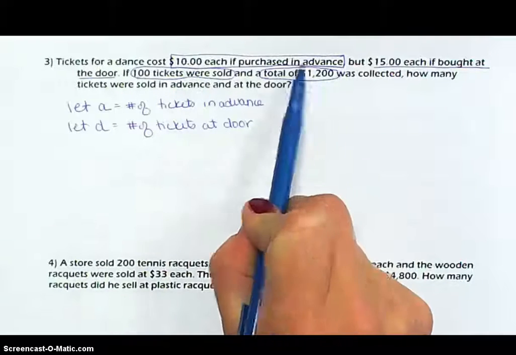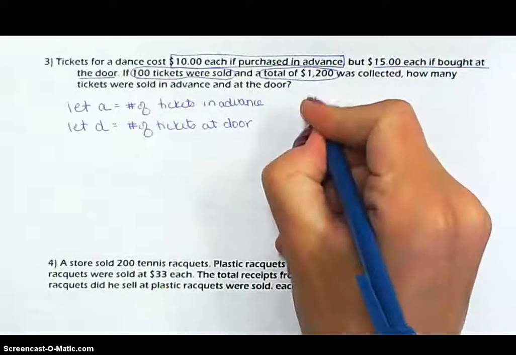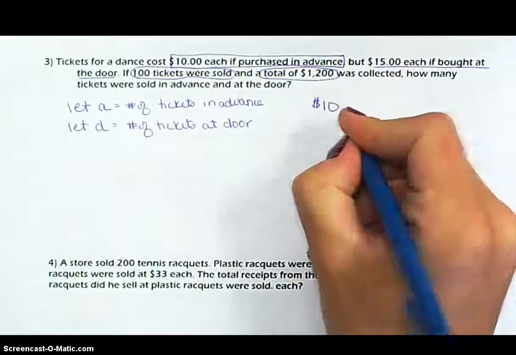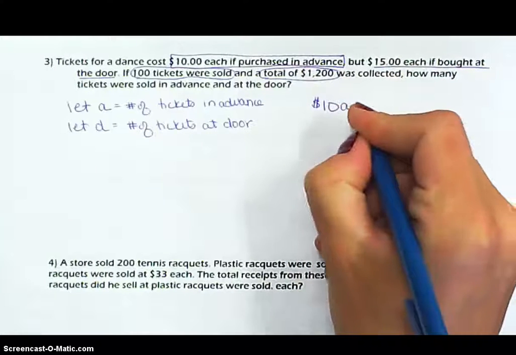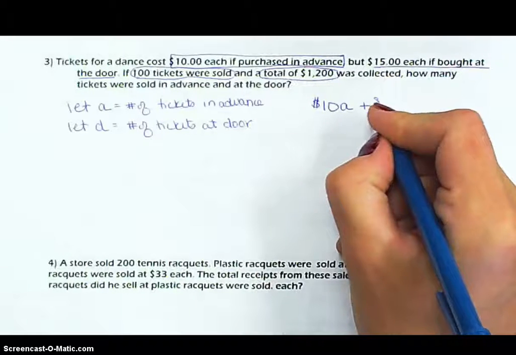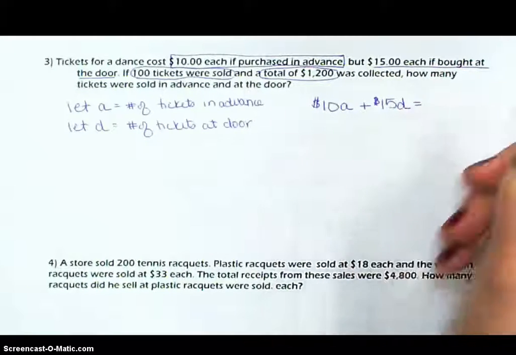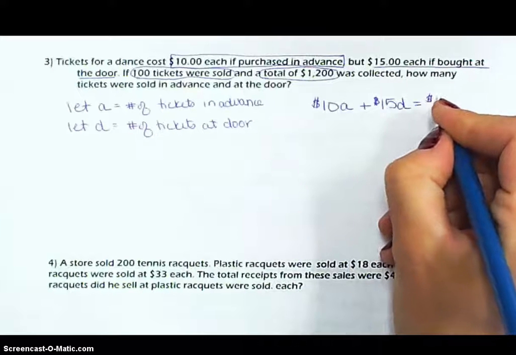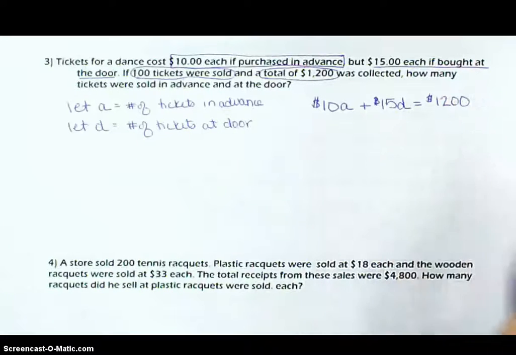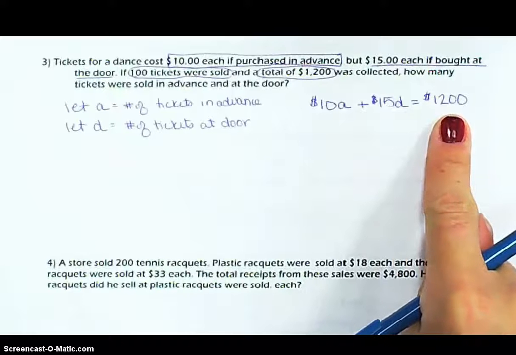So $10 in advance is going to go with A. So 10A plus $15 for tickets at the door, so $15 is going to go with our D. And the total money that was collected was $1,200. So money, money, money. The monies go together.